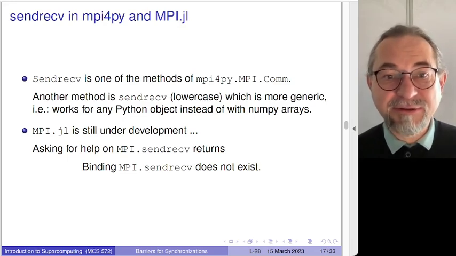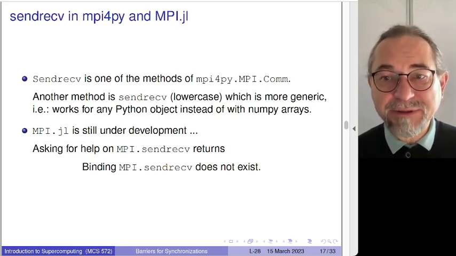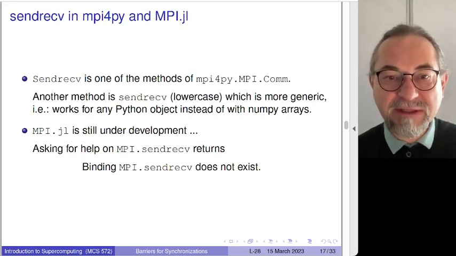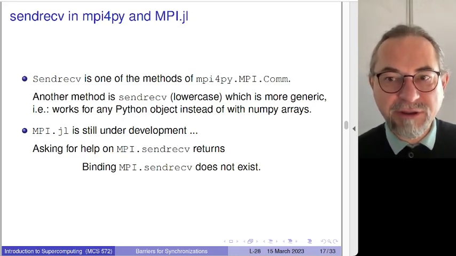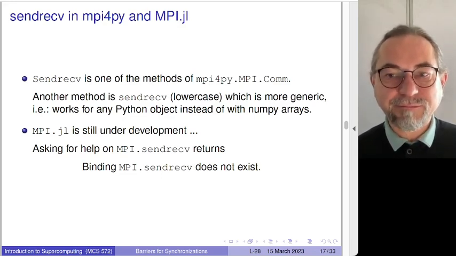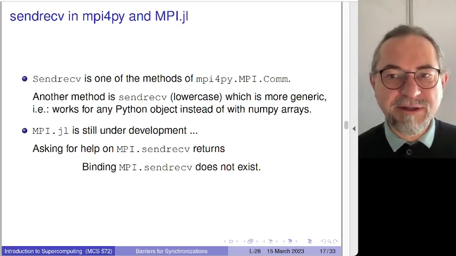MPI4Py has the send receive, actually two send receives, one with a capital letter, one with a lowercase. The capital one with the capital S corresponds to what we have seen in C. There you have to provide basically a NumPy array. So in a way, MPI4Py follows very much the standard way of working with array processing. Just like in Julia, arrays and matrices are the main data type with scientific computing.